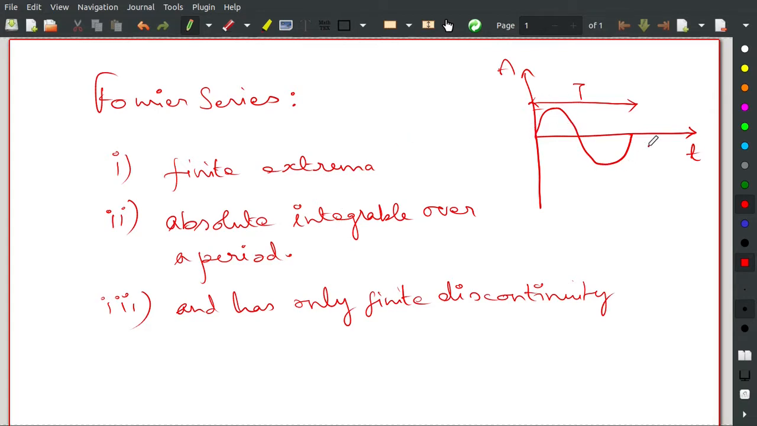So any periodic function, it doesn't mean it should be a cos or a sine. Any periodic function can be represented by a Fourier series, provided these three conditions are satisfied, right?